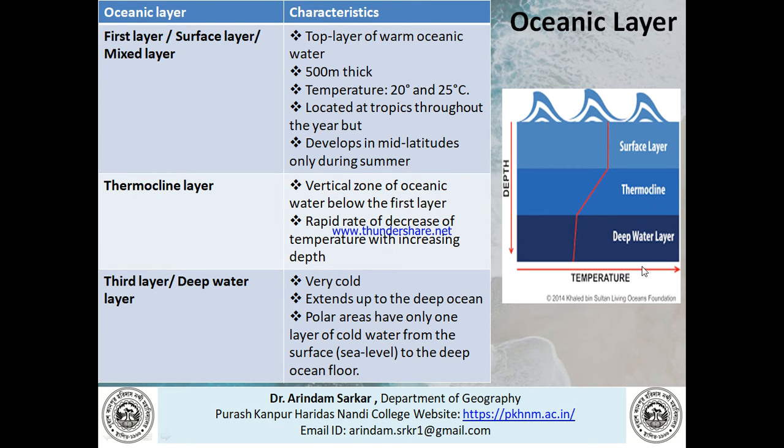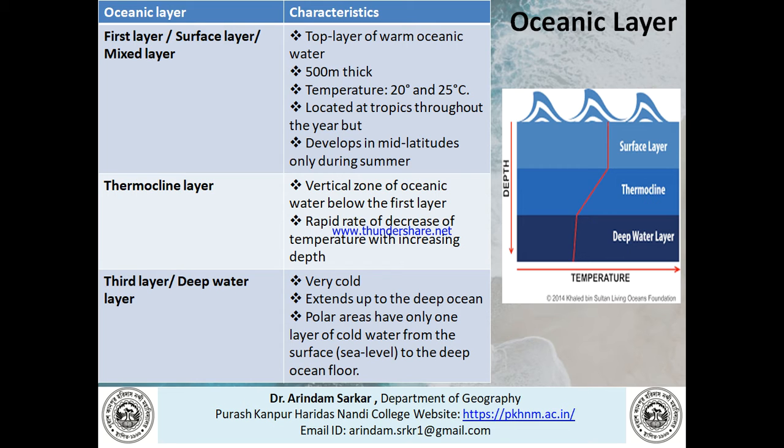Now the first layer, that is surface layer, is also called the mixed layer. It is a top layer and about 500 meters thick. The temperature in this layer varies from about 20 to 25 degrees centigrade, and it is located in the tropics, but it is not common in the mid latitude. It only develops in the mid latitude during summer.